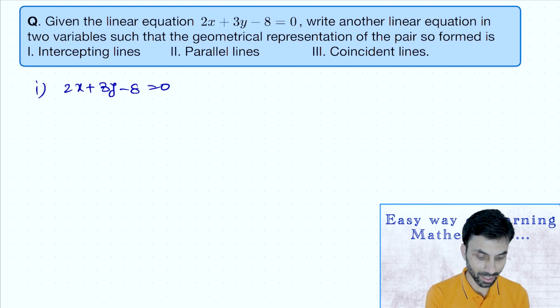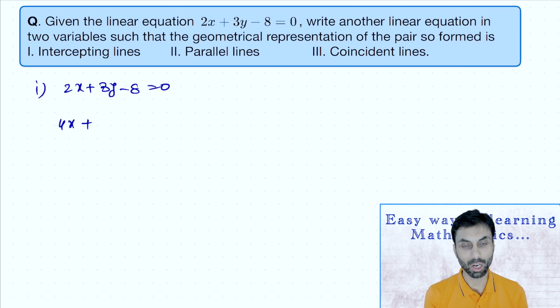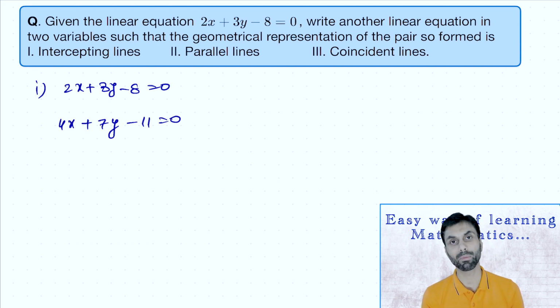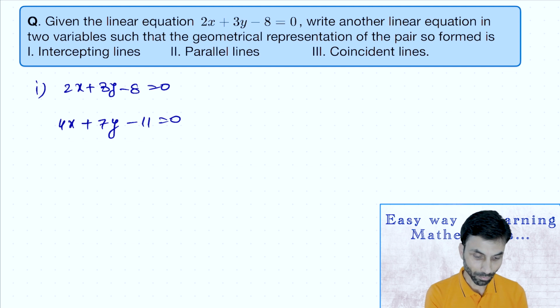Here if I write it as 4x plus, now it has to be the other multiple, as you know, 2 and 4. 2 will divide 4 two times, so 3 into 2 is 6. Other than 6, we can take any other value. So here we can write it as 7y minus 11 equals 0, and that will fulfill our requirement.